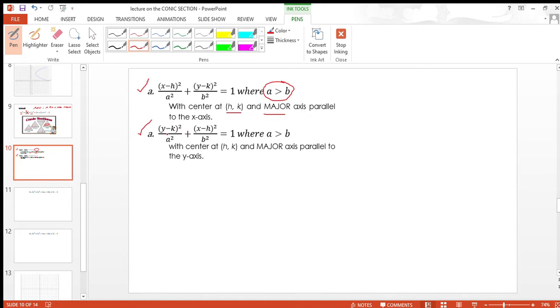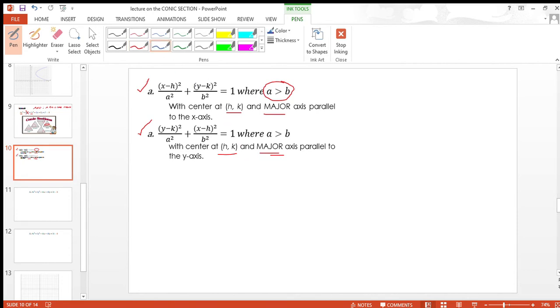On the other hand, y minus k, the quantity squared over a squared plus x minus h, the quantity squared over b squared is equal to 1. Again, a is greater than b. HK is the center of the ellipse, and this time the major axis is parallel to the y-axis.